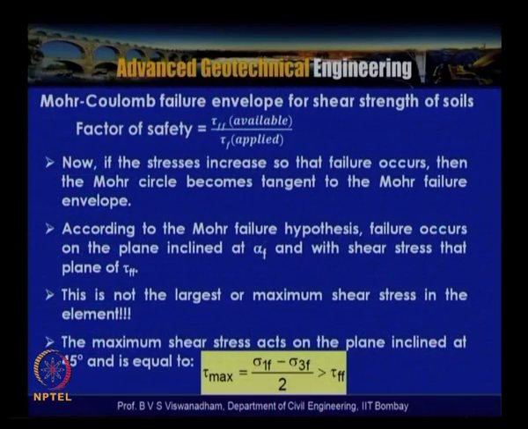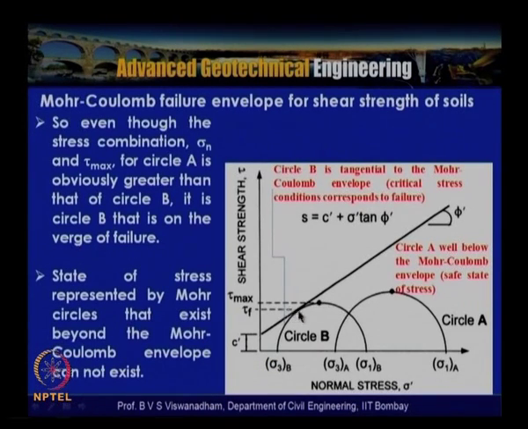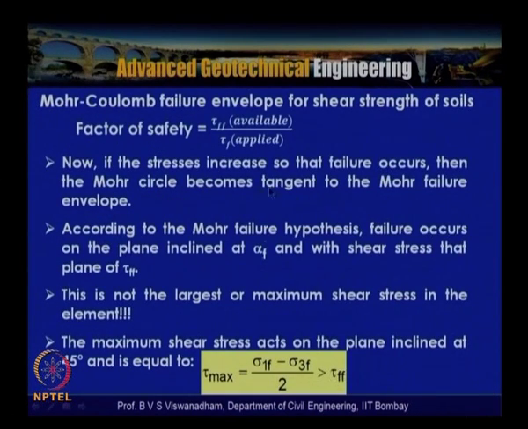According to the Mohr failure hypothesis, failure occurs on the plane inclined at alpha, when the shear stress on that plane is tau ff. This is not the largest or maximum shear stress in the element. In circle B, the maximum shear stress is more than the failure shear stress, but the combination of normal stress and tau f is such that it becomes tangential to the failure envelope. This is according to the hypothesis that if the stresses increase so that failure occurs, the Mohr circle becomes tangent to the Mohr failure envelope.